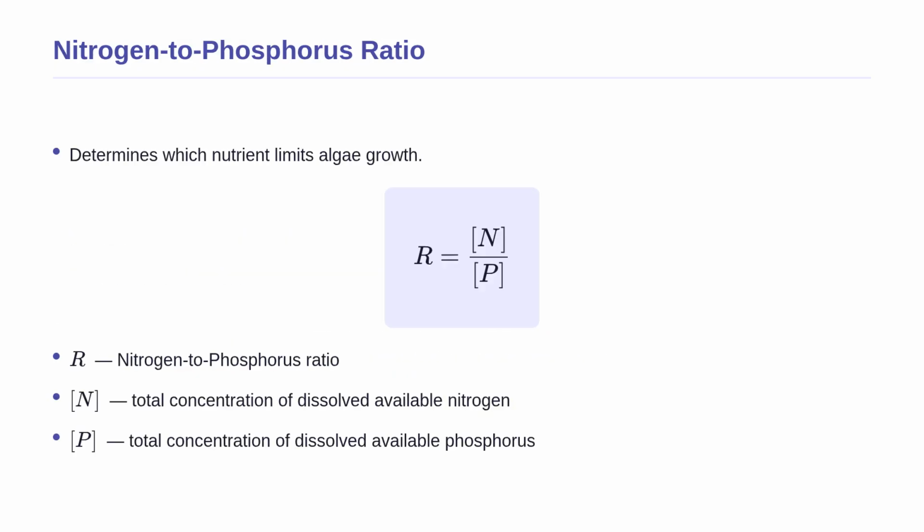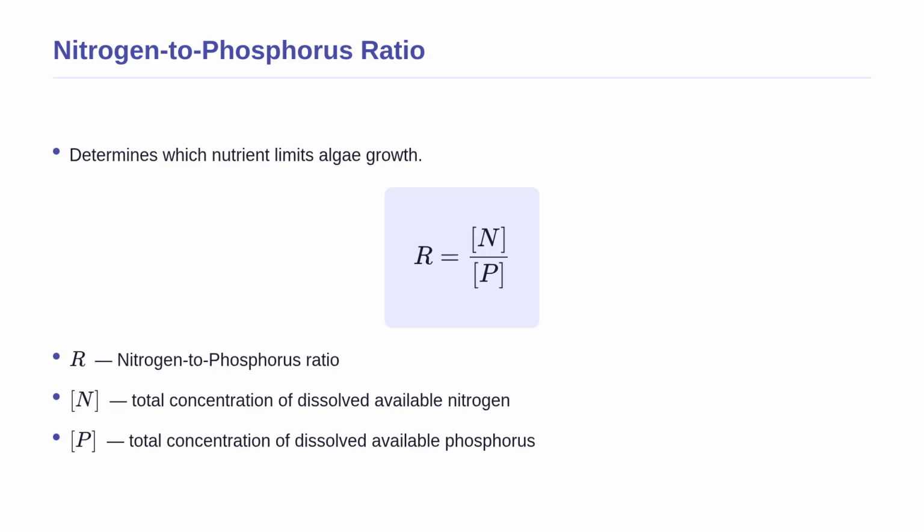To understand how these nutrients control growth, we use the nitrogen to phosphorus ratio formula. Conceptually, algae need both nitrogen and phosphorus to grow, typically in a specific biological proportion known as the Redfield ratio, which is about 16 to 1. This simple equation calculates the relative proportion of these 2 critical nutrients in the water.